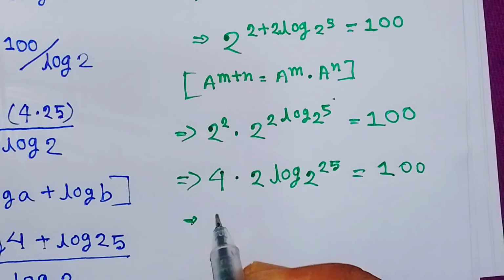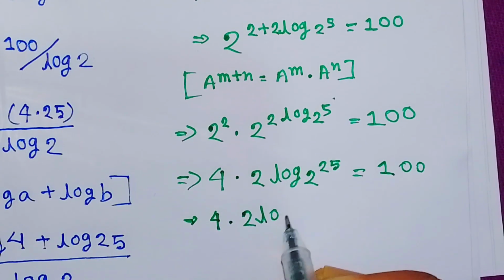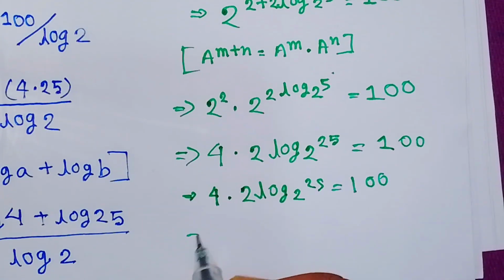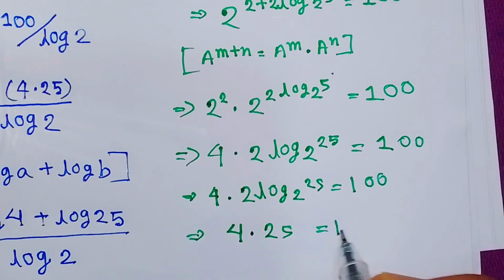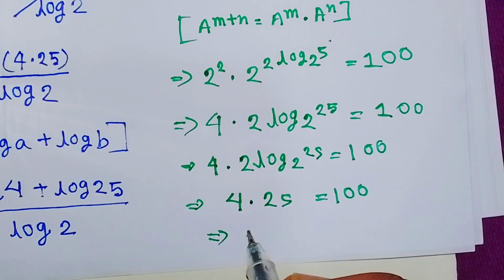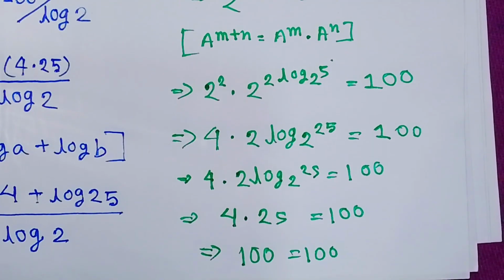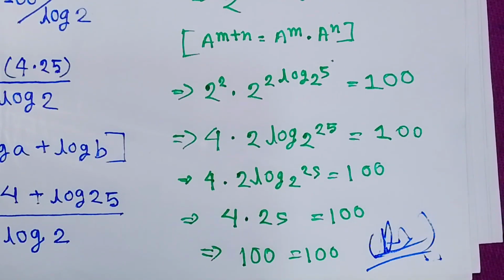So after that we'll write 4 times 2 to the power log base 2 of 5 squared equals 100, and then it will be 4 times 25 equals 100. Then you can write 100 equals 100. So left hand side and right hand side are proved. So this is the full answer.